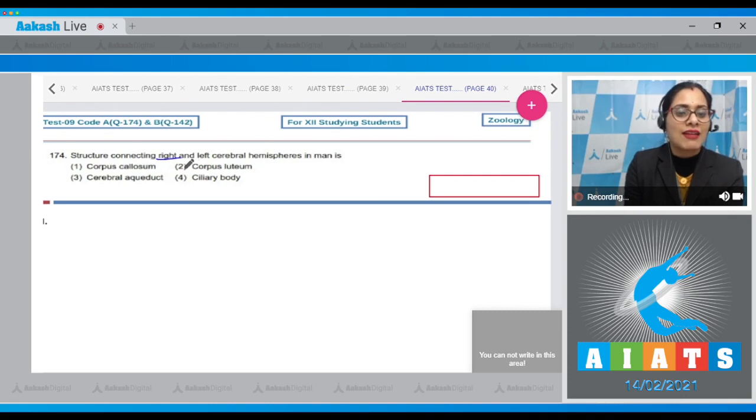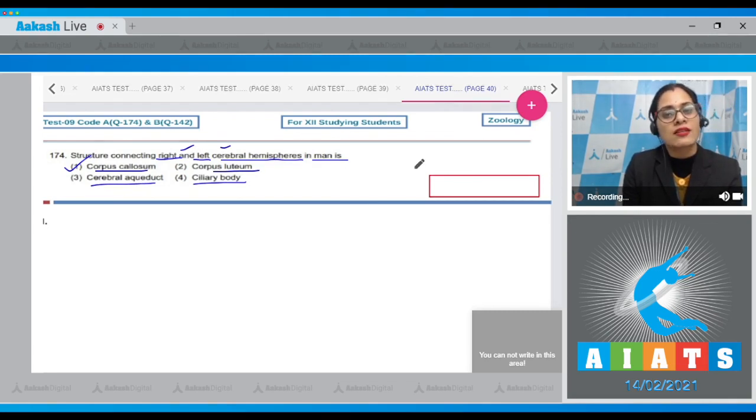Structure connecting right and left cerebral hemispheres in man is, and the options are corpus callosum, corpus luteum, cerebral aqueduct, ciliary body. And the correct answer to this question is option number 1, corpus callosum. Corpus callosum connects right and left cerebral hemispheres in human brain. Option 2, corpus luteum. This is incorrect. Corpus luteum is remnant of Graafian follicle after ovulation.